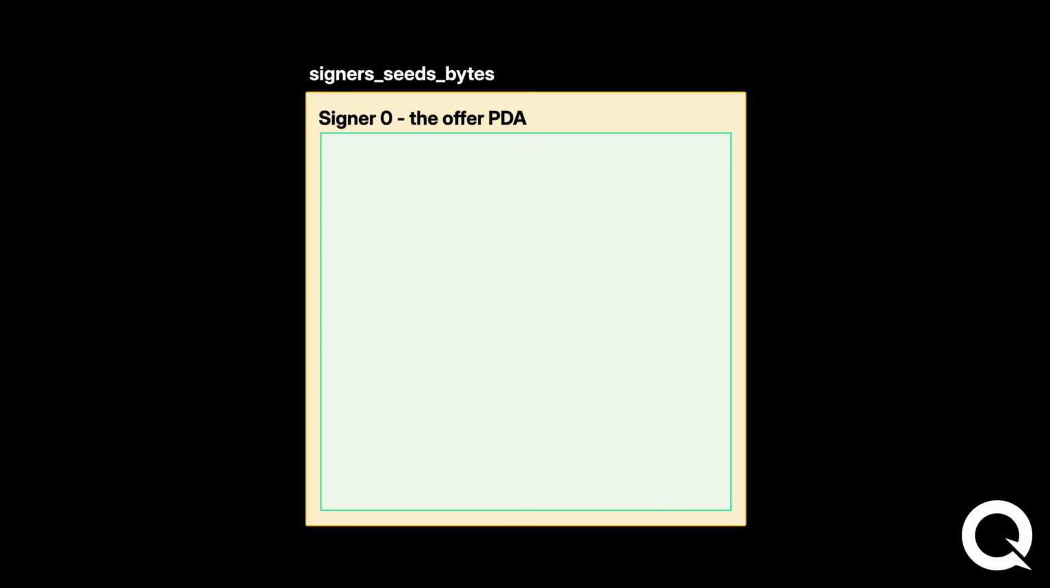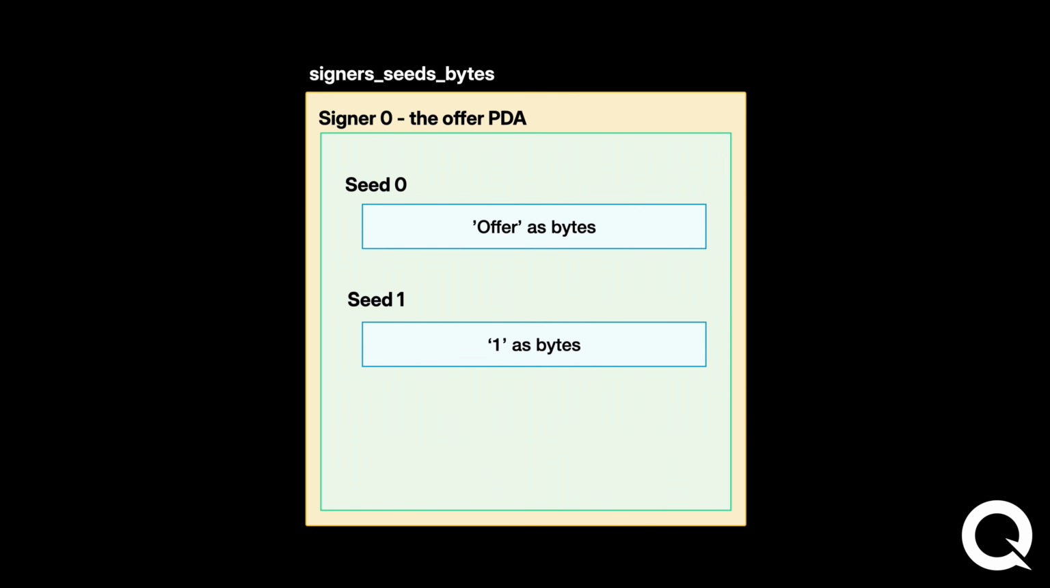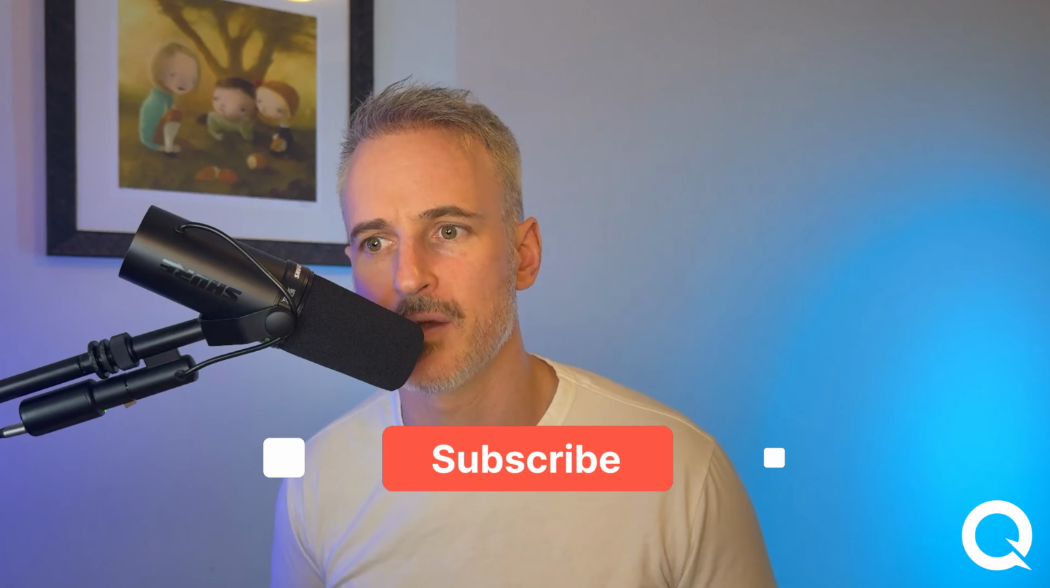Signers, seeds, bytes is a really good way of thinking about this because the outer array are all the signers. Seeds are the individual seeds used to create that account. So if I'm transferring tokens from an account owned by my offer, then the first signer is my offer. There's only one signer in that outer array. The seeds will be the individual seeds used to make up that offer, like the text offer and the ID number of the offer. And the bytes are the actual bytes representing those individual seeds. So OFFER in bytes, and the bytes for the 64-bit offer ID. Signers, seeds, bytes. It's not that scary.